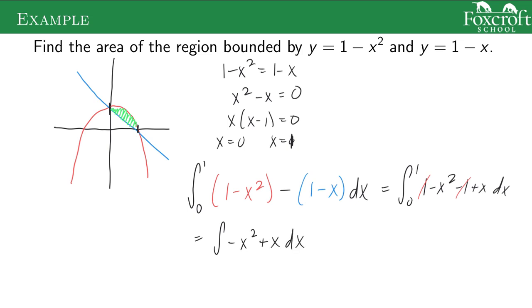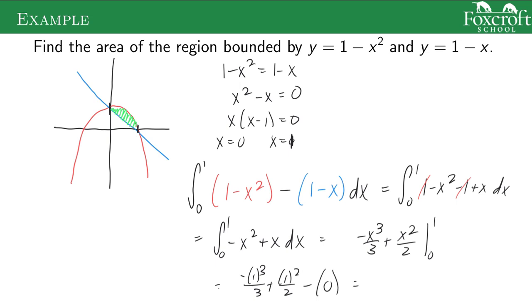So then I would do, I have to write the bounds again. All right, now I would do the antiderivative. It's going to be negative x cubed over 3 plus x squared over 2, evaluated from 0 to 1. And I plug in the top value. I subtract when I plug in the bottom value, plug in 0, everything's going to be 0. So I get negative 1/3 plus 1/2, which is negative 2 over 6 plus 3 over 6, which is 1 over 6. So my final answer, that area, is 1 over 6.